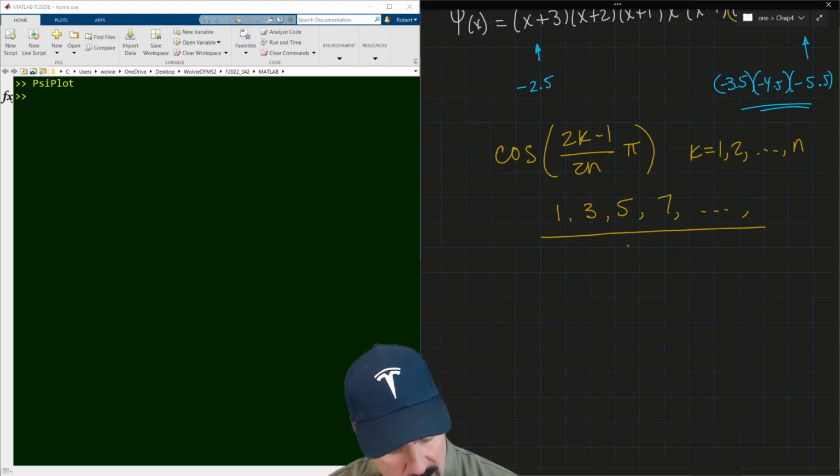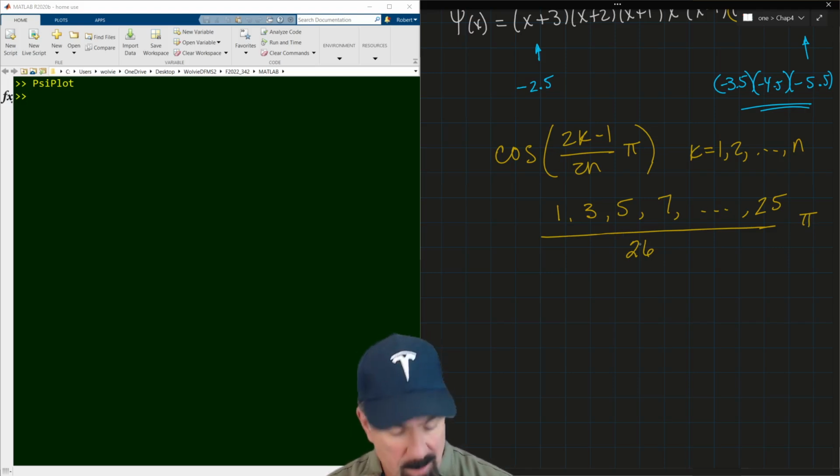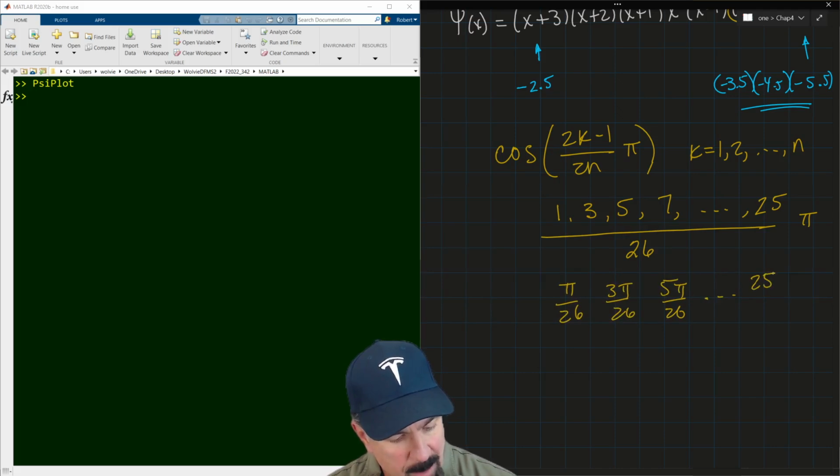So the 13 nodes, then this is going to be a 26, and this is going to continue up to 25. And then it's multiplied by pi. So it's really, I'm making this look like a single fraction, but it's not. They're each individual fractions. So it's pi over 26, and 3 pi over 26, and 5 pi over 26, all the way up to 25 pi over 26, all evaluated at the cosine.